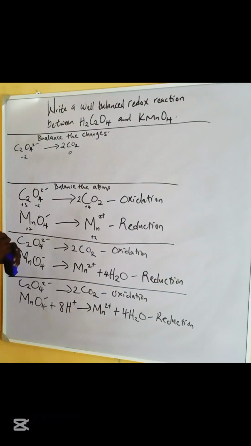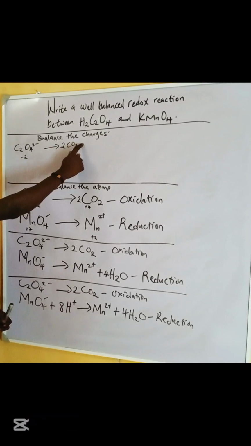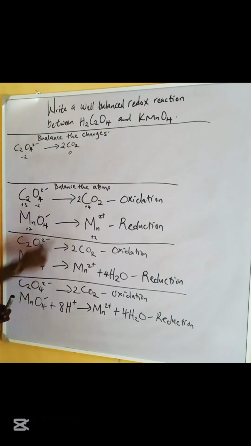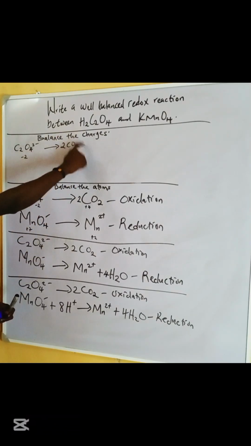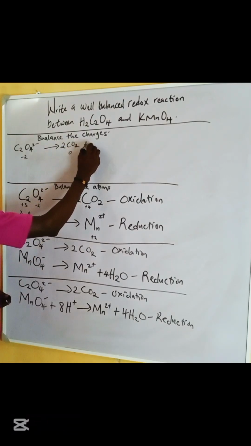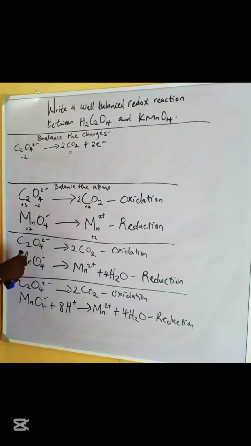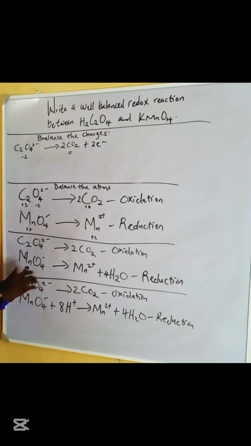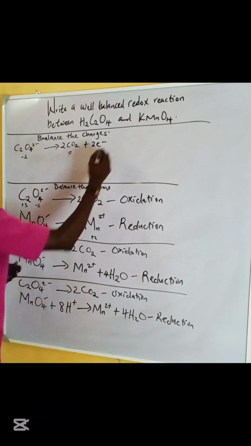Are we together? So to balance this charge, I'm going to add 2 electrons at my right hand side, the product side. Are we together? So I have plus 2e minus. So I have 2 electrons here. Are we together? So I've balanced for my oxidation.